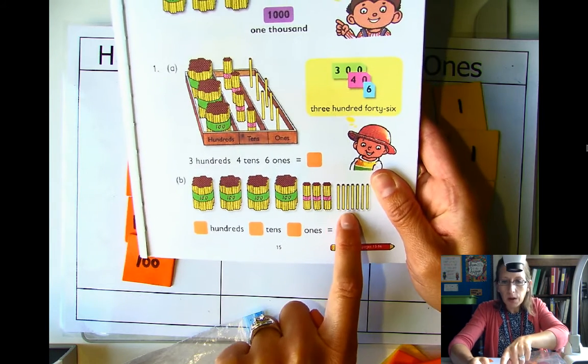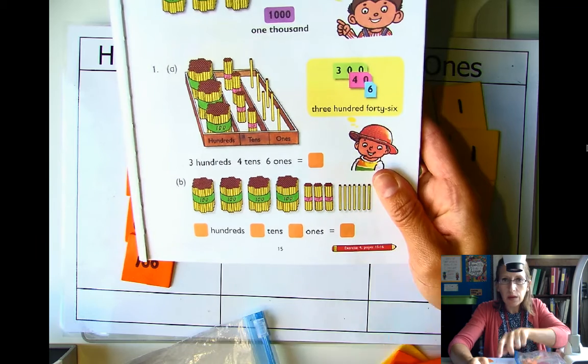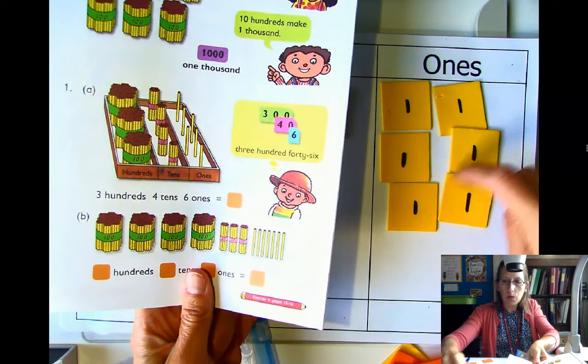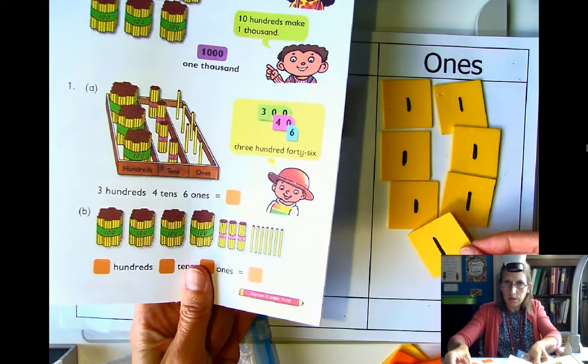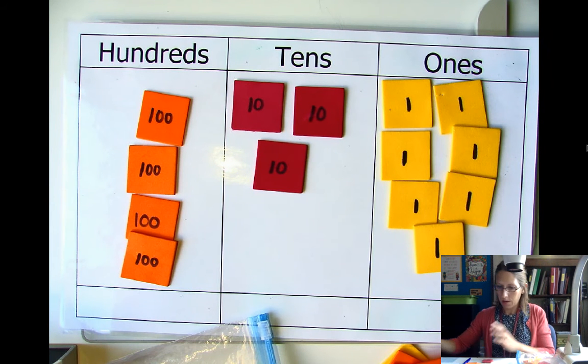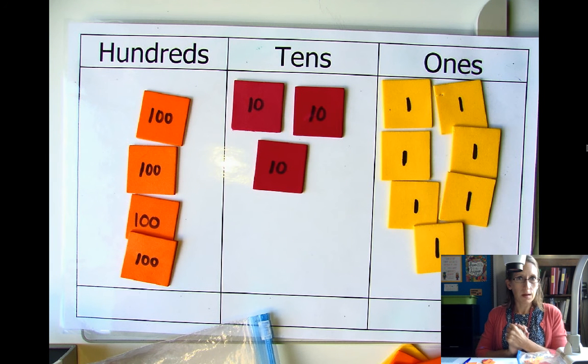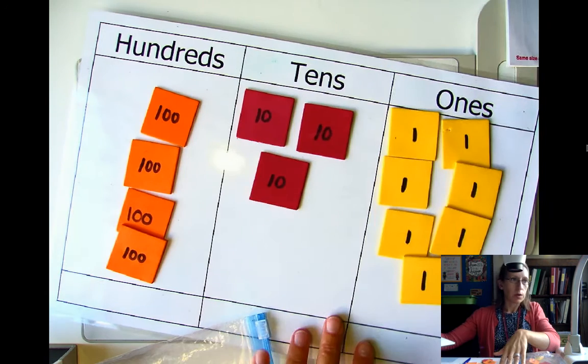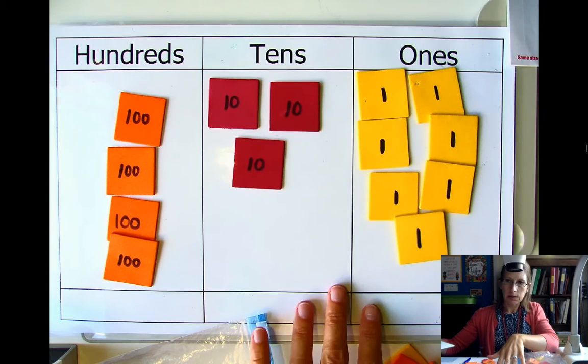1, 2, 7. We have 7. 1, 2, 3, 4, 5, 6, 7. All right, so what number do we have? Let's say it together. 437. Ooh, and how would we write that? 437.